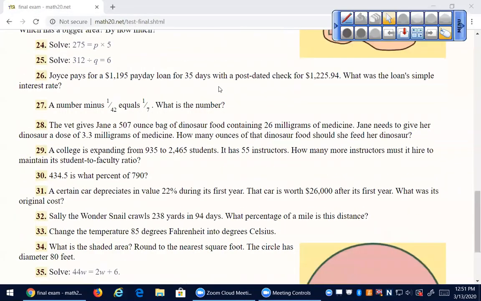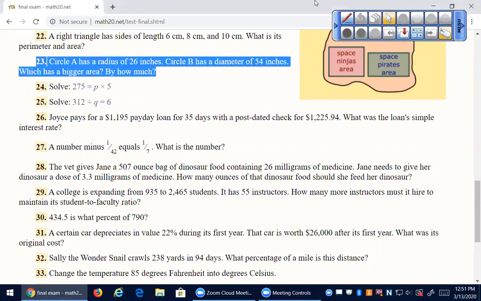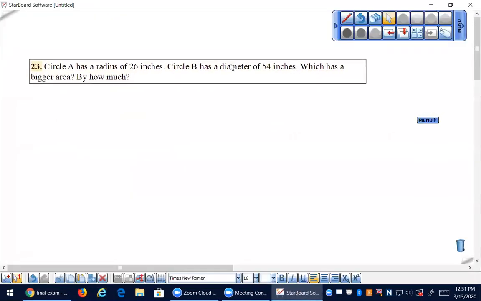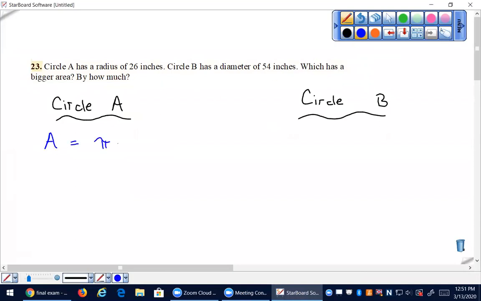Okay, so should we do the circle comparison one? Sure. These aren't bad. So, this one's hard. 9 by 2. So for both of them, area is pi times r times r.